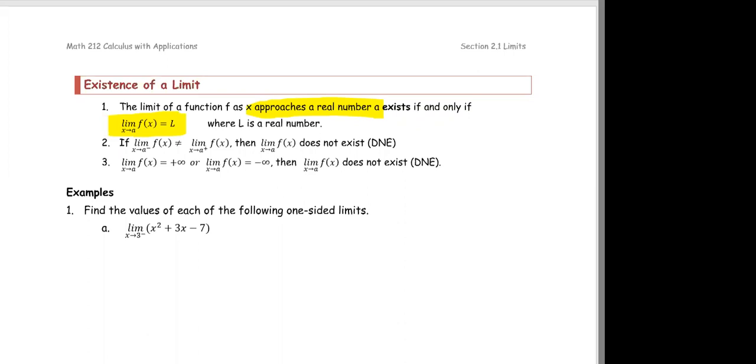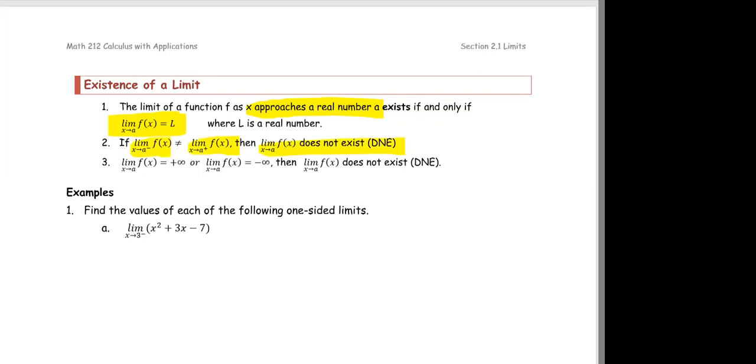And the second conclusion here: if the left-sided limit is not equal to the right-sided limit of the same function, then the two-sided limit does not exist, because we already went through some of the examples earlier.